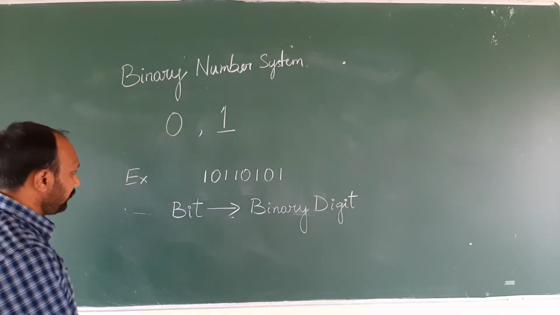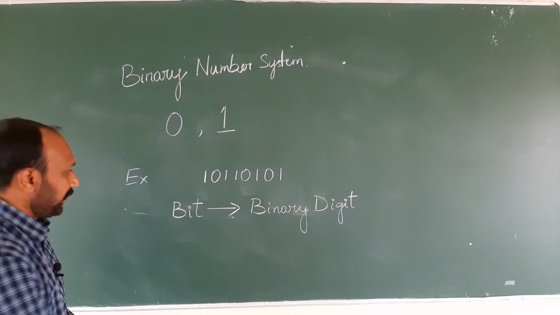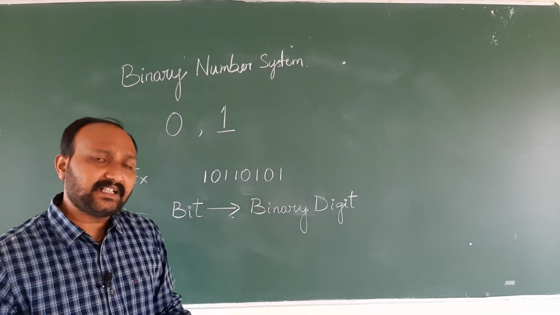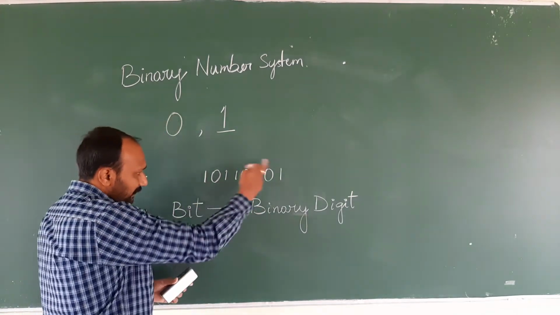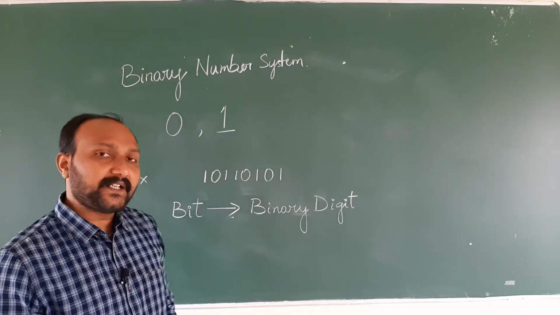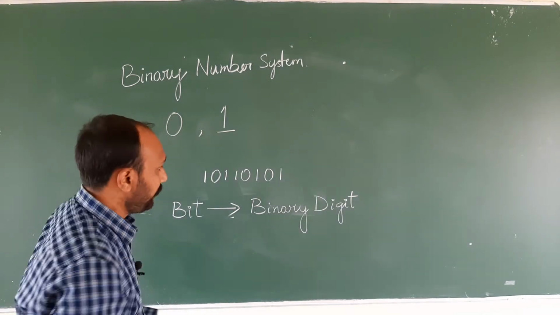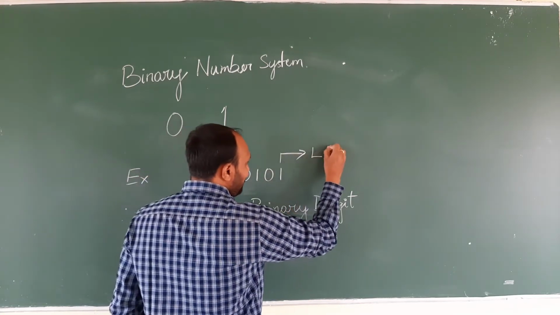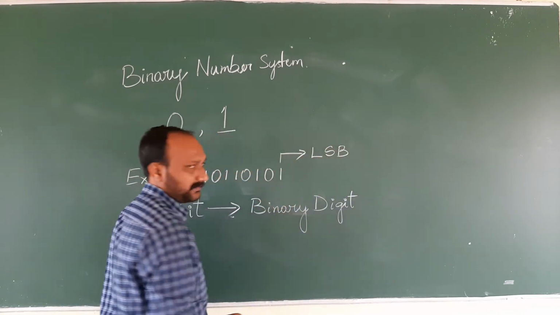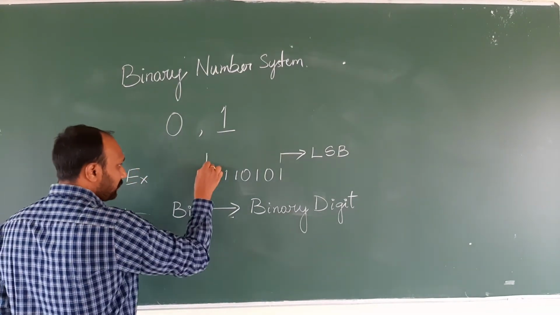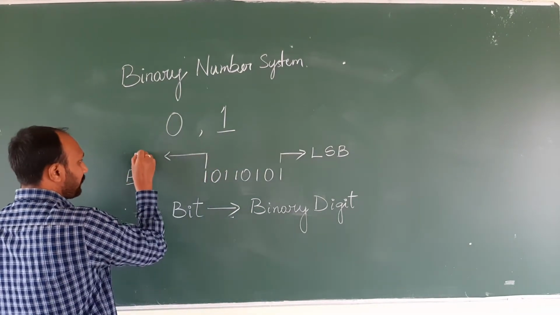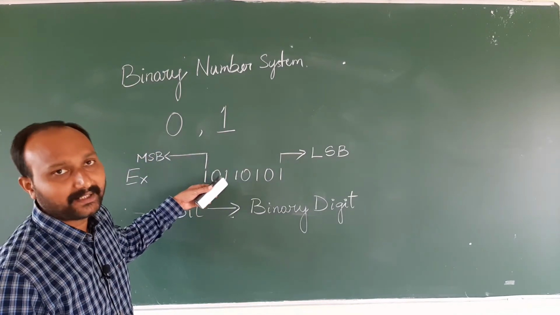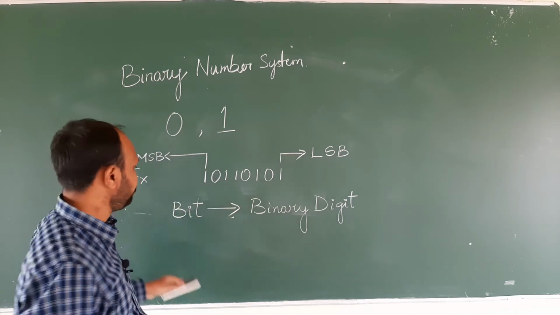In this example, which particular bit is carrying the highest value, and among this sequence of bits, which bit is carrying the least value? The rightmost bit is always the least significant bit. It has the least value. Similarly, the leftmost bit is referred to as the most significant bit. It carries the highest value. I hope you have understood.